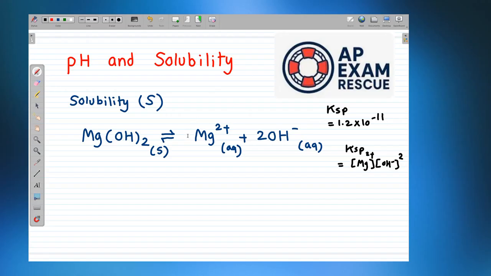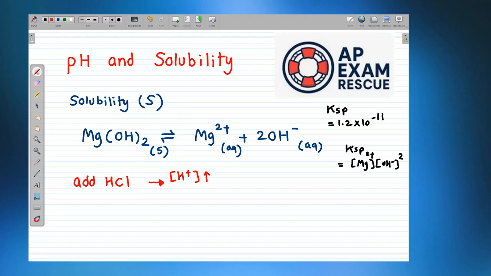Now let's see what happens if you change the pH of the solution and how this is going to affect the solubility. Let's say I have added some HCl. So I added HCl solution to my original solution, to the magnesium hydroxide solution. So I know that HCl is an acid, which is a proton donor, so it will give me a huge amount of hydrogen ion, so it will increase the hydrogen ion concentration.